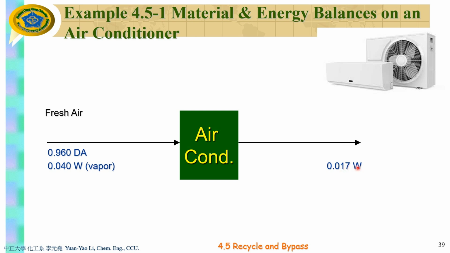1.7% water, and then 98.3% dry air. You might say, well, Professor, why not 100% dry air? It's just too dry. It makes you feel very uncomfortable, right? So you don't want to have such an excellent air conditioner that 100% dry air comes out as an output. You don't need one that good. Okay? So this is the air conditioner.